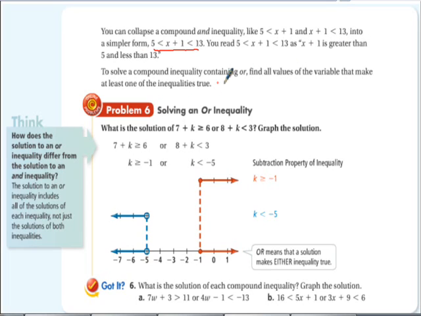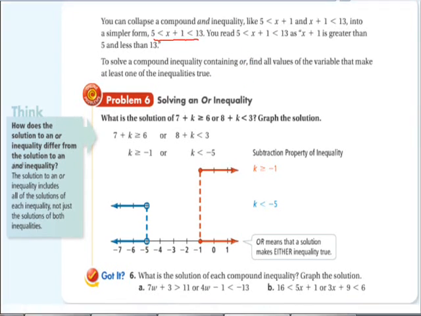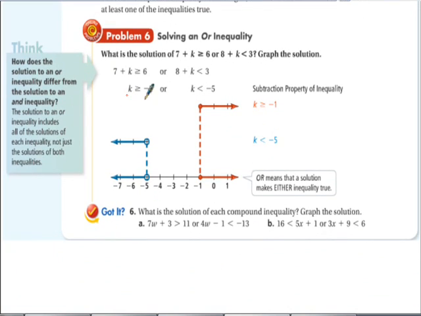To solve a compound inequality containing or, that's a little bit different. We're going to find all the values that make at least one of them true. So same thing, we solve each one, but you'll notice on this one we have x is greater than or equal to negative 1, so that's filled in and it's going forever that way. And then we have k is less than negative 5, so that's hollow and it's going that way. And that is the answer. They're both the answer. So it could be any of those values. None of these values in here will make the inequality work.